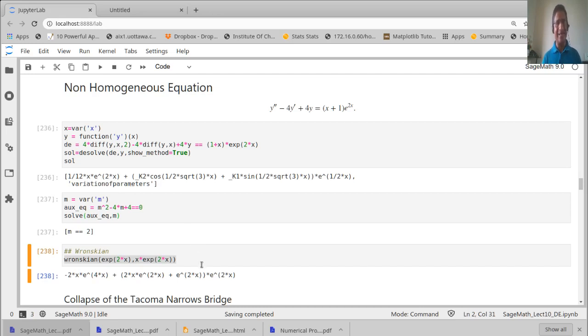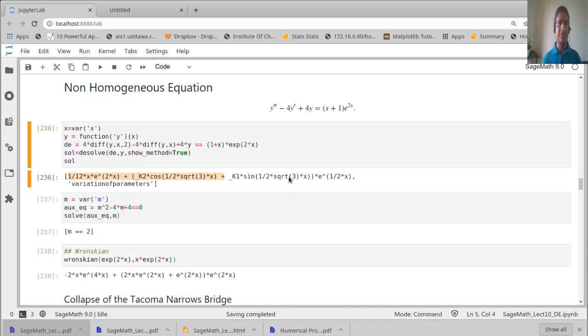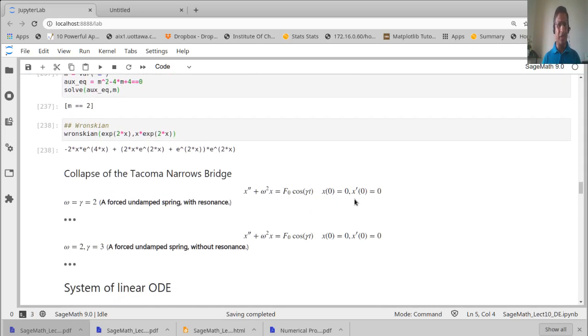Of course I encourage you to possibly solve this step by step, as you do in your notebook. That is, you can find the solution of the associated homogeneous equation and find a particular solution, and then take the sum of these two and see whether what you are getting is the same as the one given by the inbuilt function. Okay, right.